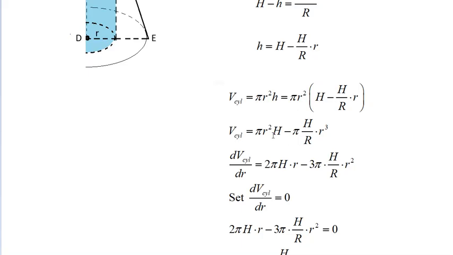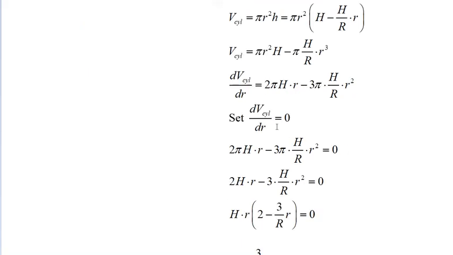And so the derivative here would be pi H times 2r, so we get 2 pi H r. And then here we get pi H over R, and the derivative of r to the third is 3r squared, and so we end up with 3 pi H over R times r squared. And now we set the derivative equal to 0, and so we get this expression equal to 0.